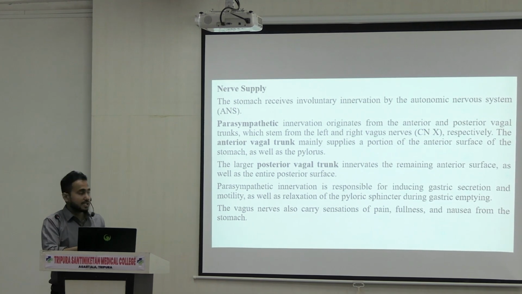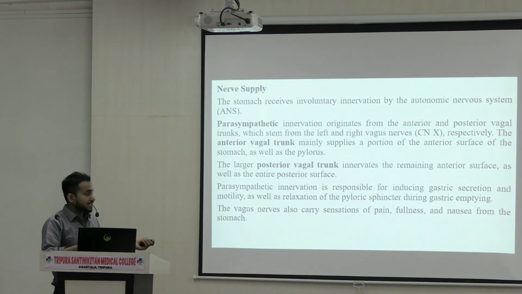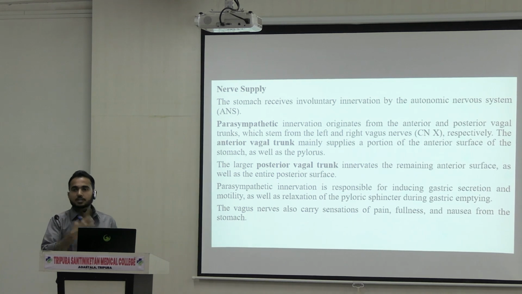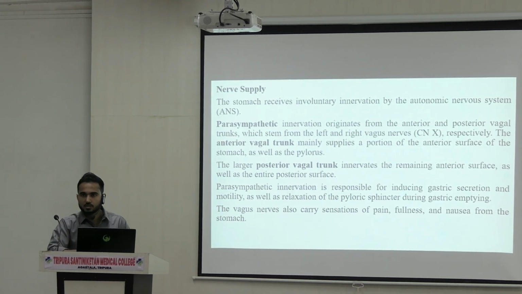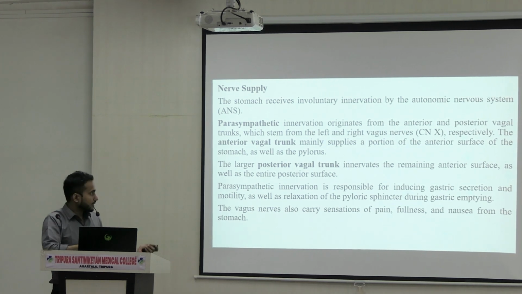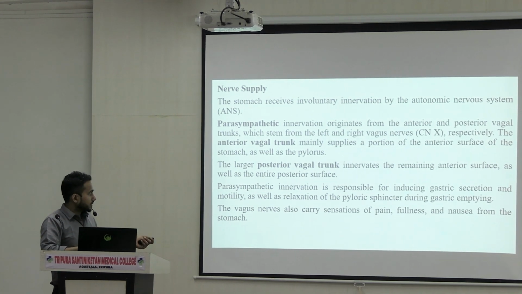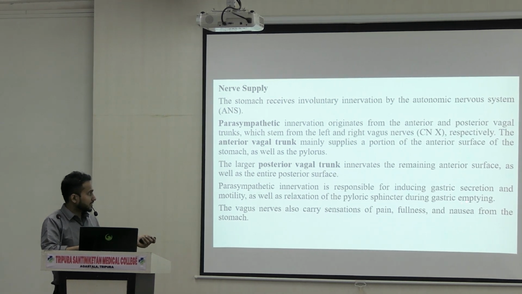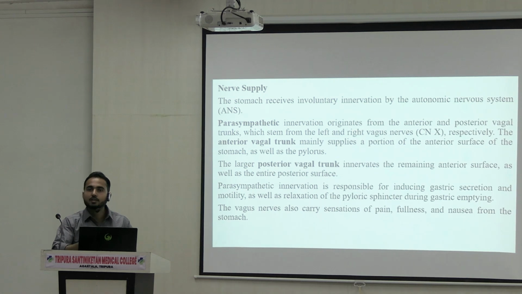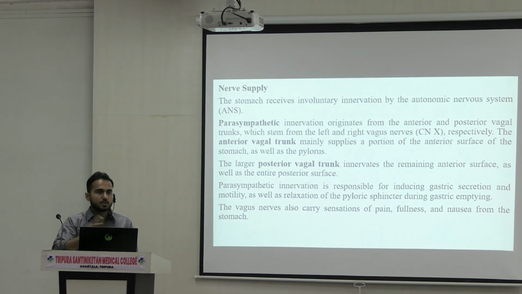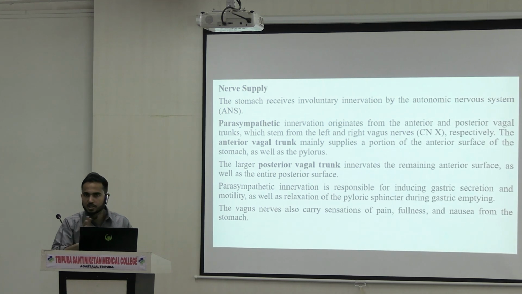Okay, now the question is, what is the function? So parasympathetic innervation is responsible for gastric secretion. That means whatever gastric juice is secreted, that is done by the parasympathetic division. And motility, that means it will increase the motility as well as it will relax the pyloric sphincter during gastric emptying. So it will help in gastric emptying. It will relax the pyloric sphincter. I hope you have seen the pyloric sphincter in the dissection hall. If not, please go and see the pyloric sphincter.